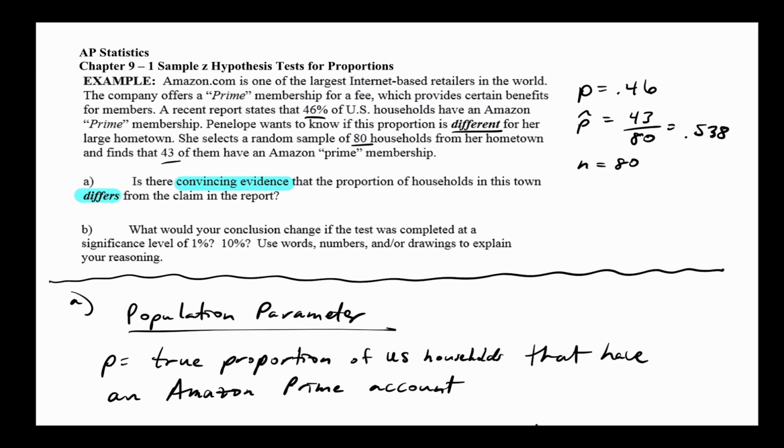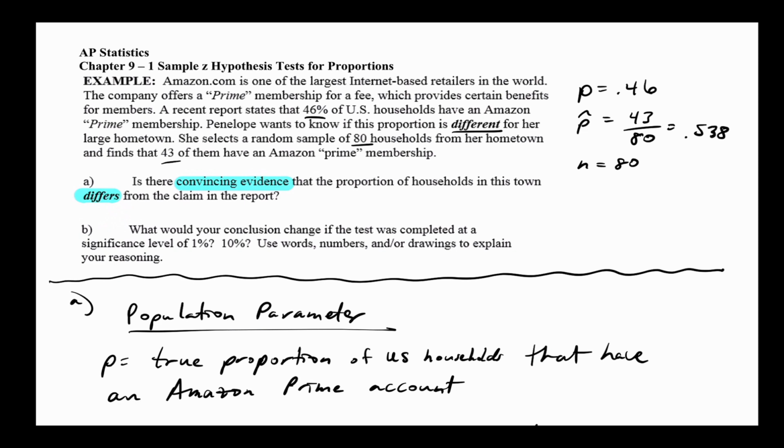She selects a random sample of 80 households from her hometown and finds that 43 out of the 80 have a Prime membership. So her p-hat is 43 out of 80, which is 0.538, which is bigger than the US, right? We're trying to see if it's significantly bigger so that we can say 0.46 is actually wrong. That's the claim. So, is there convincing evidence that the proportion of households in this town differs from the claim in the report? Convincing evidence.